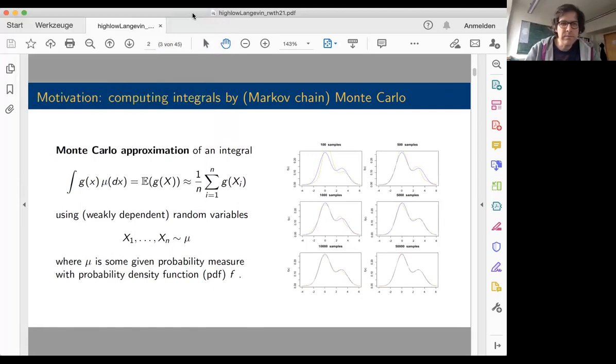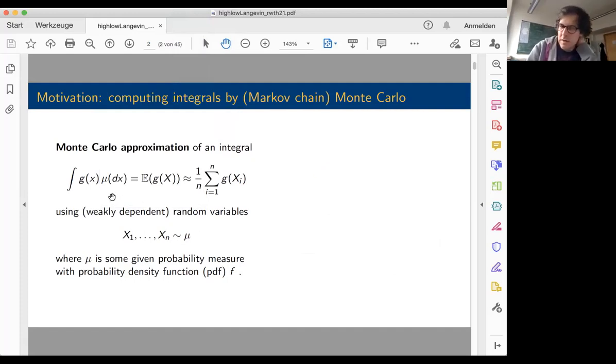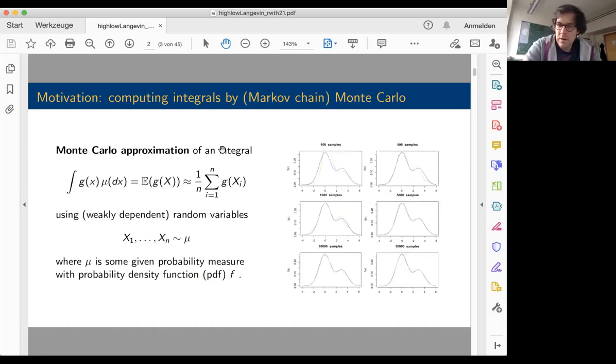Okay, let's try this. If you approximate integrals by Monte Carlo, you think of the integral as an expectation, and you use the law of large numbers to approximate the expectation by a mean. So you have either IID random variables or weakly dependent random variables distributed according to some measure mu, and you take the mean of this function g of x at the random samples, and that gives you an unbiased estimate of your integral or your expectation. This is very powerful, because you can approximate almost any reasonable function by this method, if you are able to generate data from your target measure mu.